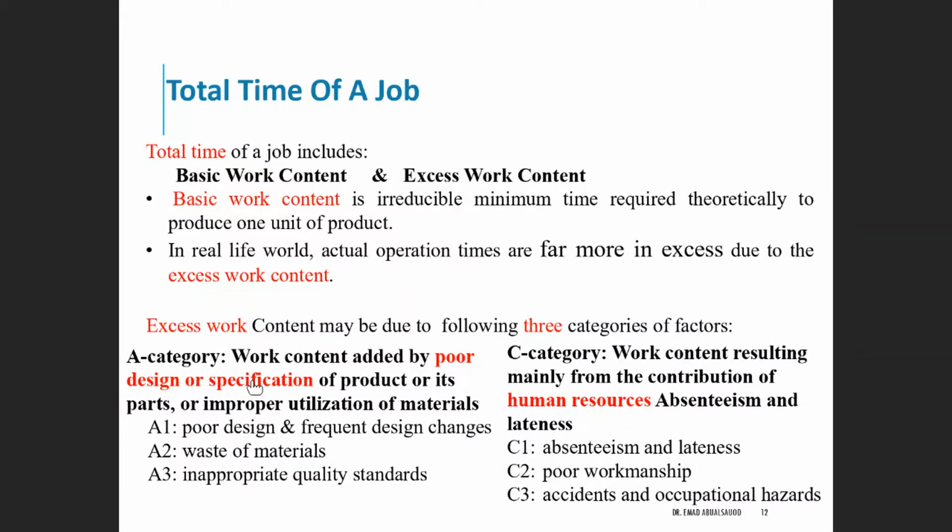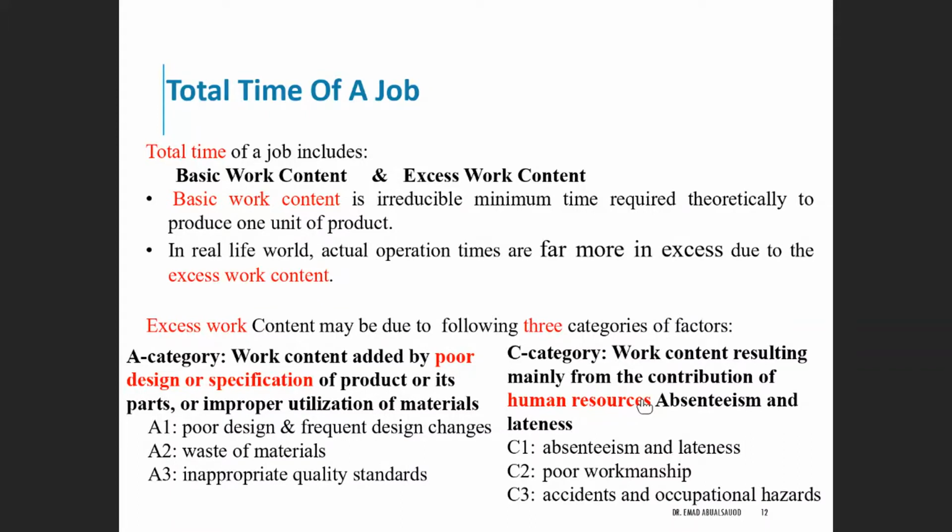The other categories, we will list them all first, and then we can explain them with examples. The second category is work content resulting mainly from the human resource: absence of the human resource, and lateness of the human resource. So it comes from human resource causes.